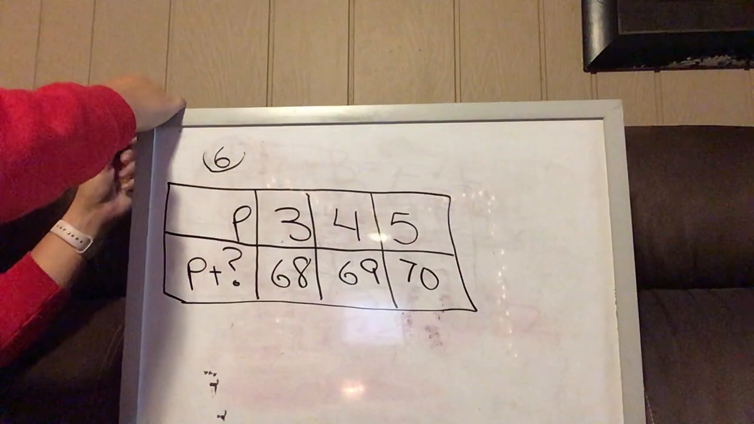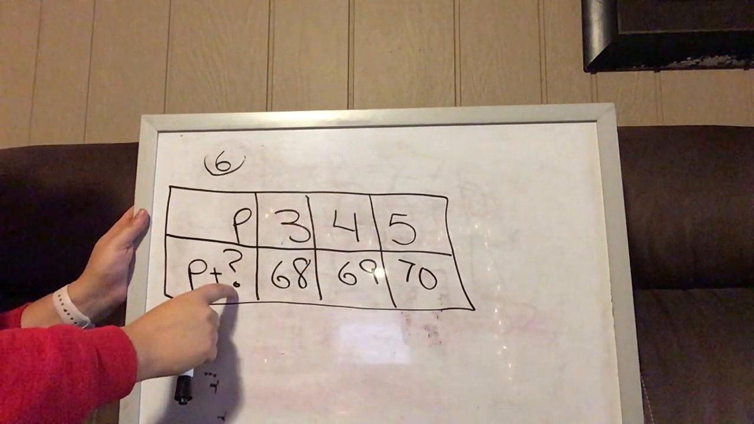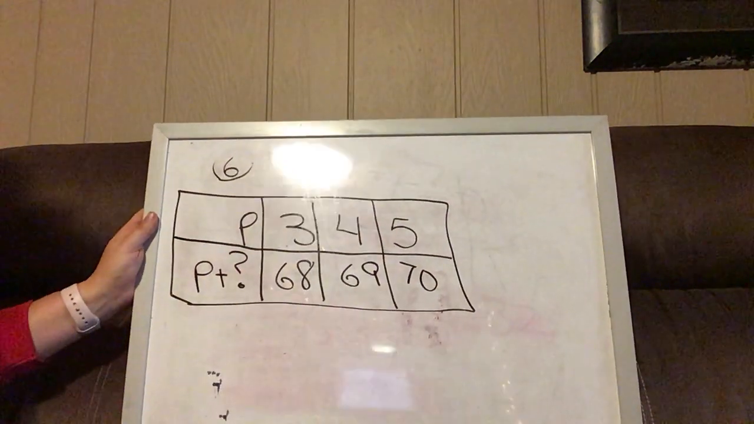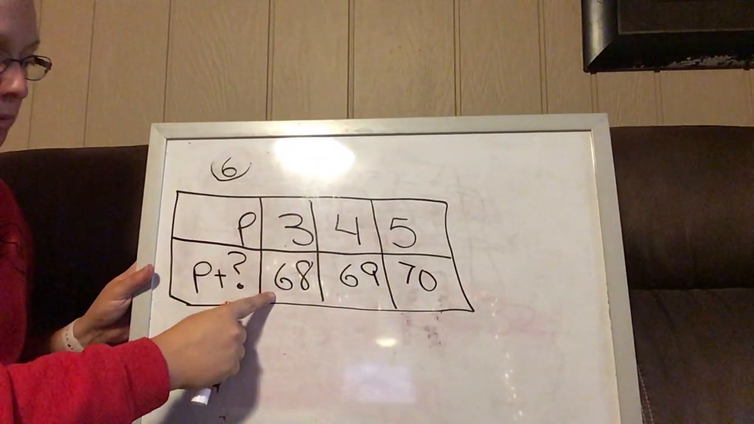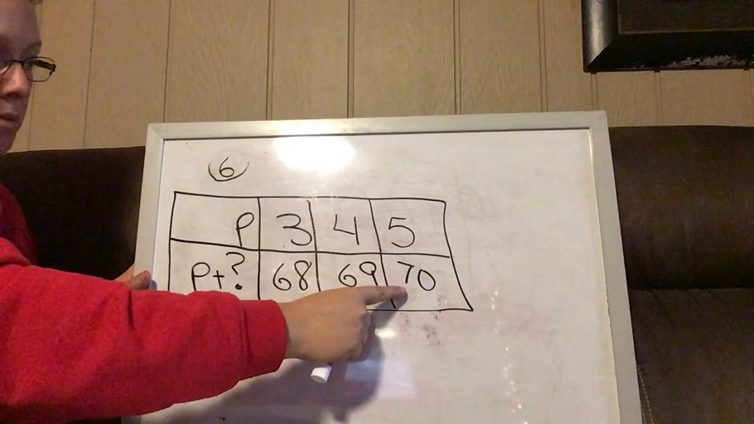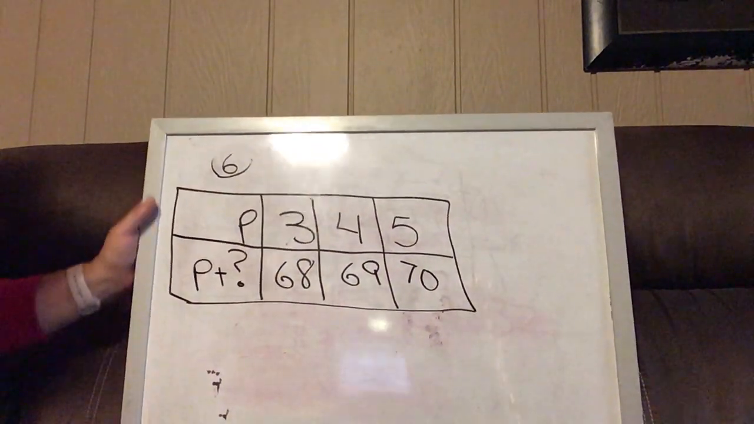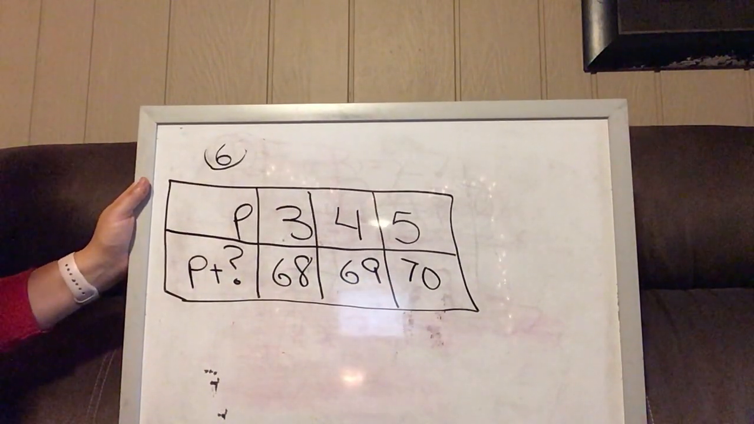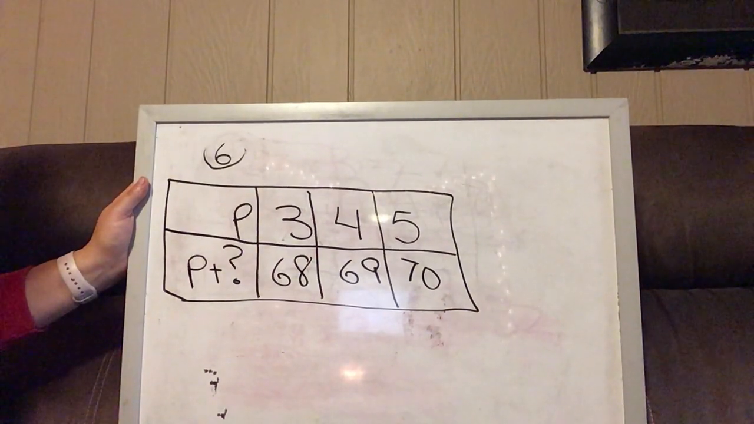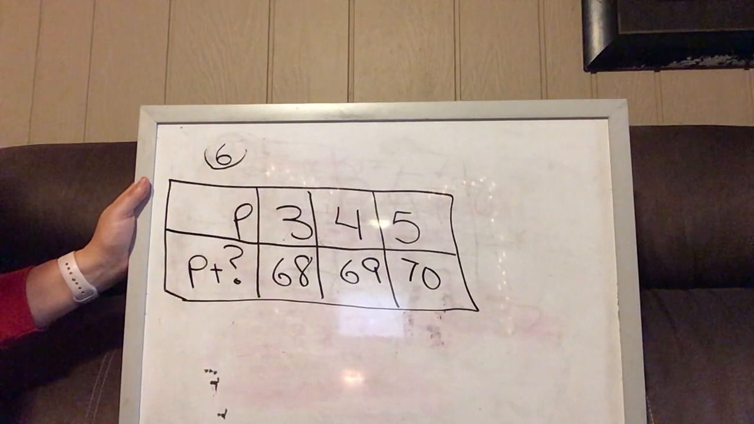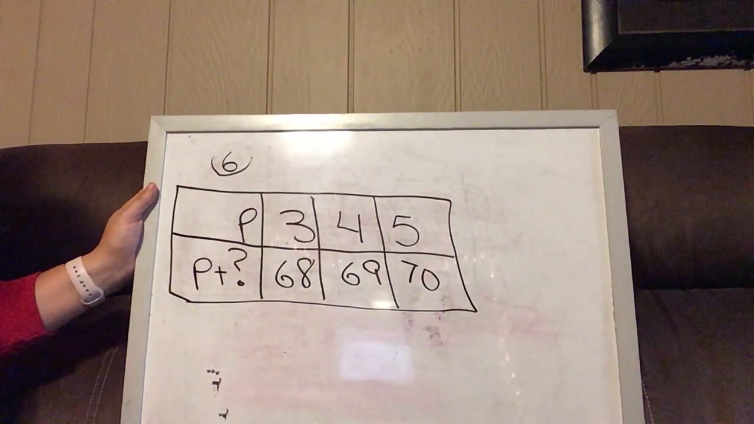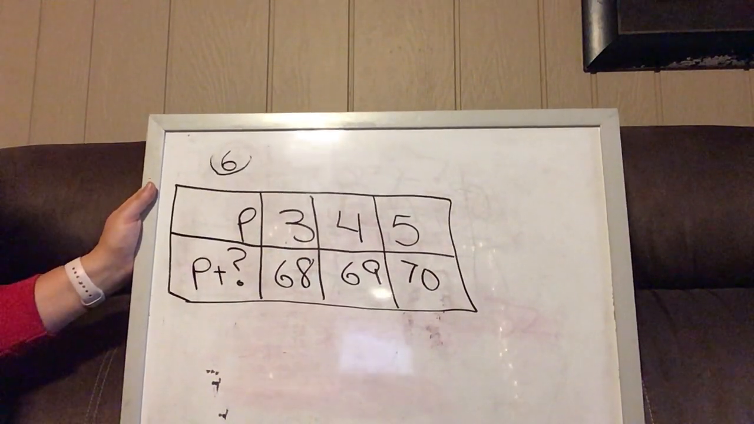P plus what number? What is my expression here? I'm trying to find this mystery number right here. My P is 3, my P is 4, and my P is 5. So 3 plus what number would give me 68? 4 plus what number would give me 69? 5 plus what number would give me 70? You go ahead and try to find that in your math notebook now. One more minute.